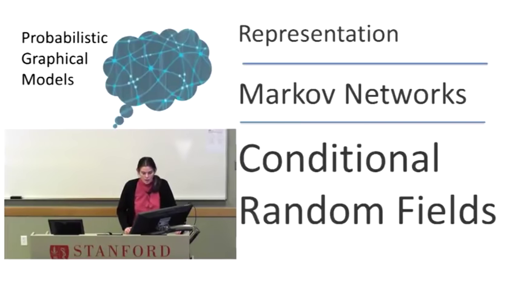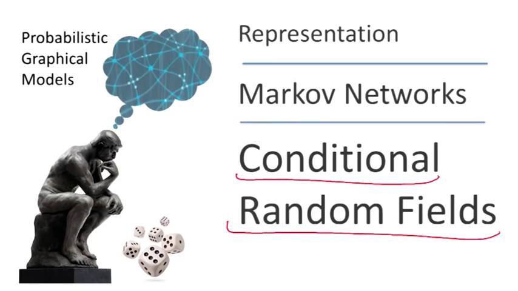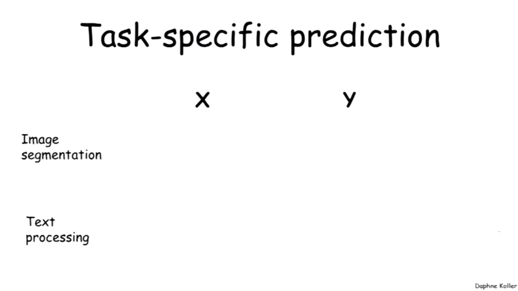One very important variant of Markov networks that is probably at this point more commonly used than anything that's not of this type is what's called a conditional random field. You can think of a conditional random field as something that looks very much like a Markov network, but for a somewhat different purpose. So let's think about what we are trying to do here.